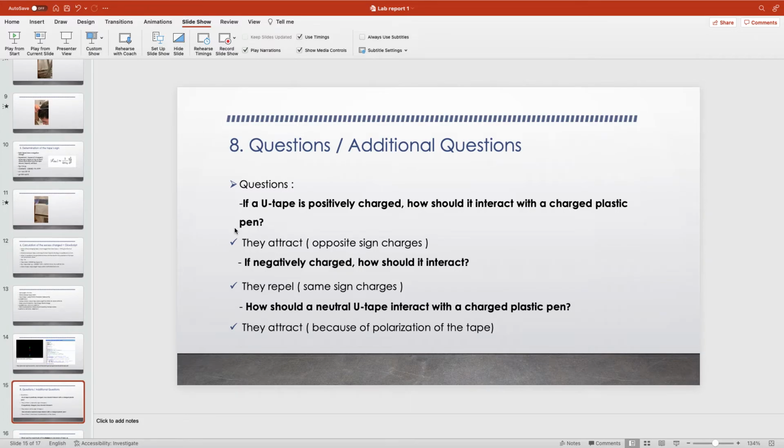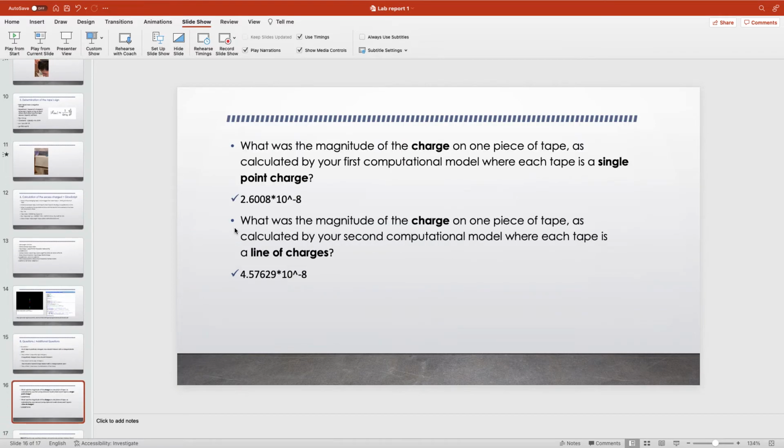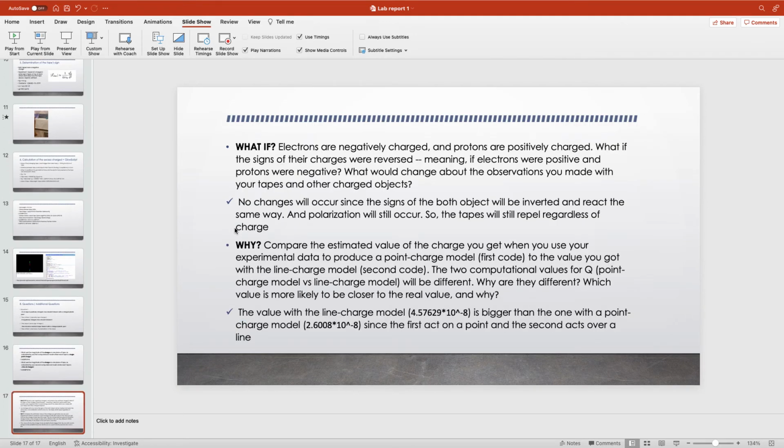Some of the additional questions. If a U-tape is positively charged, how should it interact with a charged plastic pen? They will attract. If it is negatively charged, they will repel. And if it is neutral, they attract. We also found that the magnitude of the charge on a single point charge is 2.6 times 10 to the power minus 8, and the charge on a line charge is 4.5 times 10 to the power minus 8, so it's almost double.